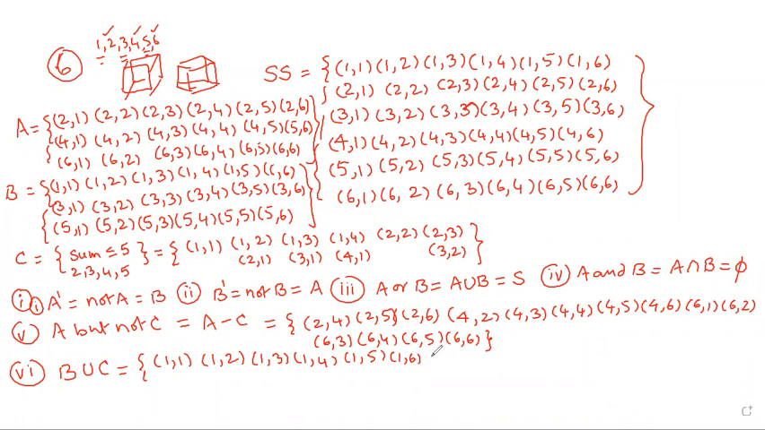1 comma 6 and 2 comma 1. Right, 2 comma 1 is here, and in C, 2 comma 1 is also there. Write down 2 comma 1. Next, 2 comma 2 is also there, and 2 comma 3 is also there. 2 comma 2, 2 comma 3. Okay?